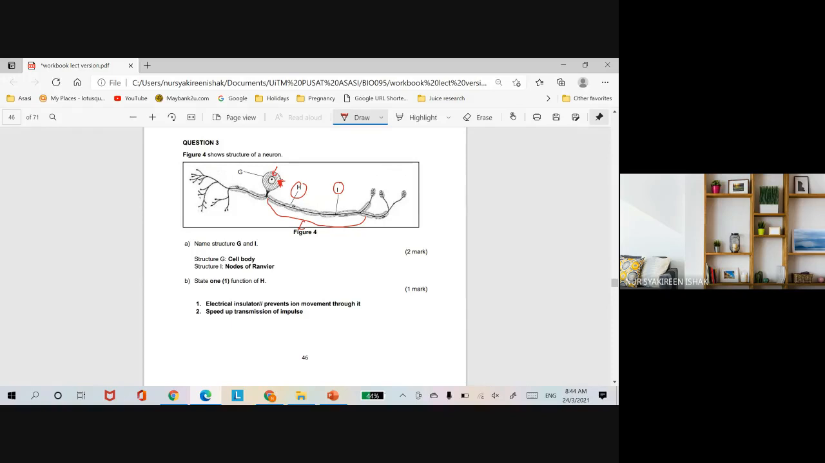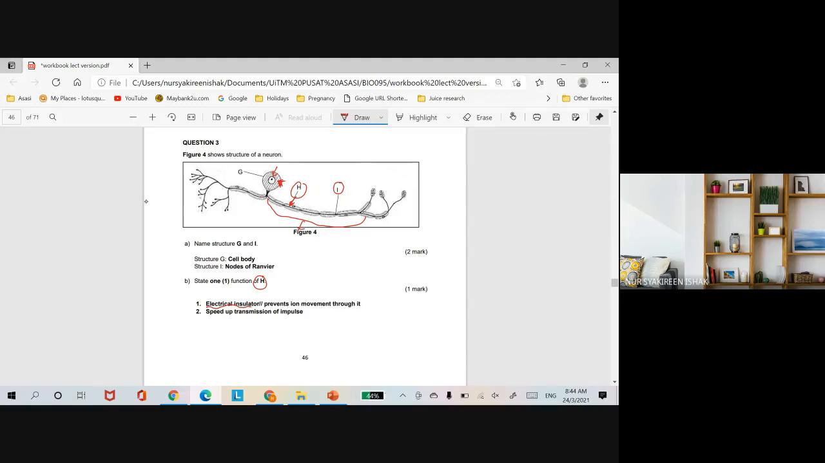State one function of H. H is the myelin sheath lah kan. Kalau dia tunjuk spesifik kat sini, kalau jawab Schwann cell pun betul, kalau jawab myelin sheath pun betul. The function of the myelin sheath is to act as electrical insulator or prevent ion movement through it.